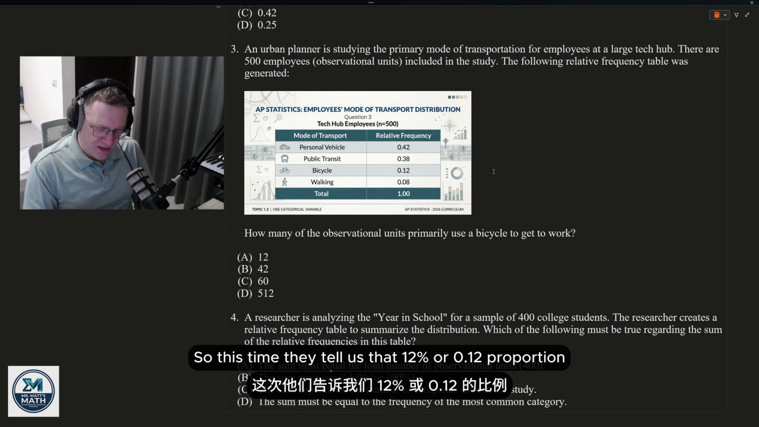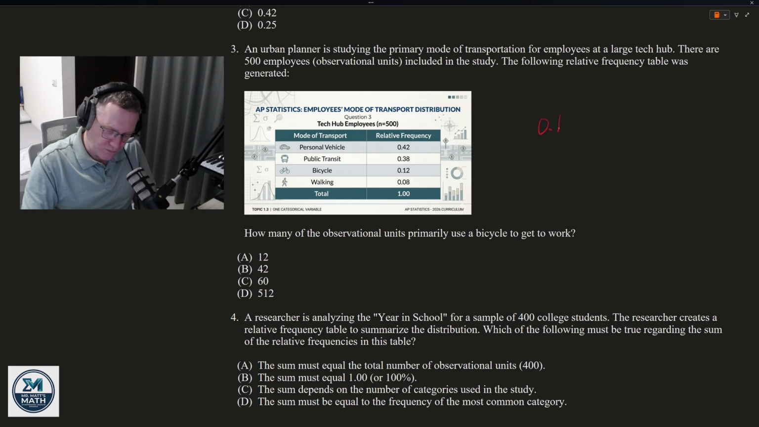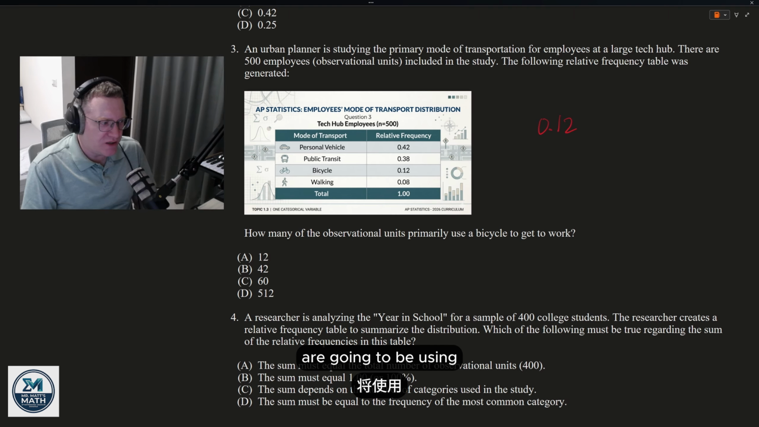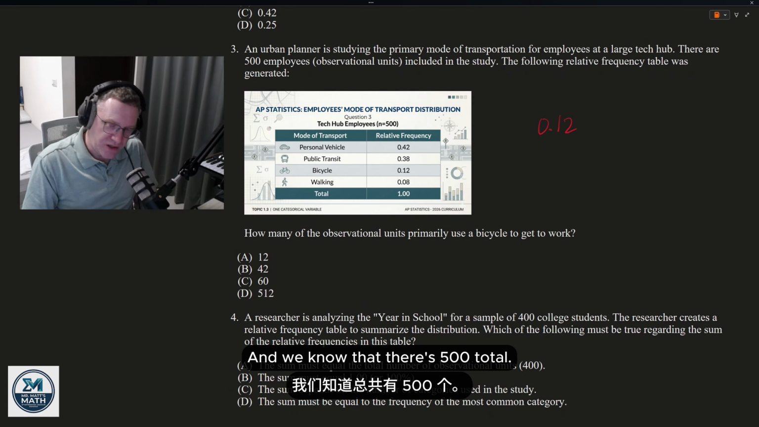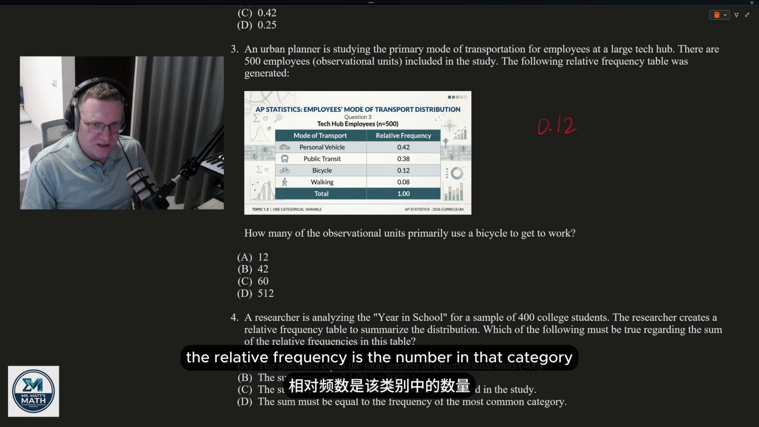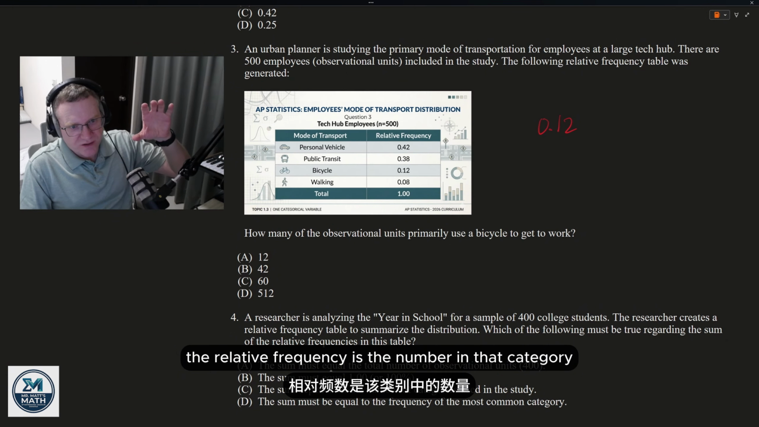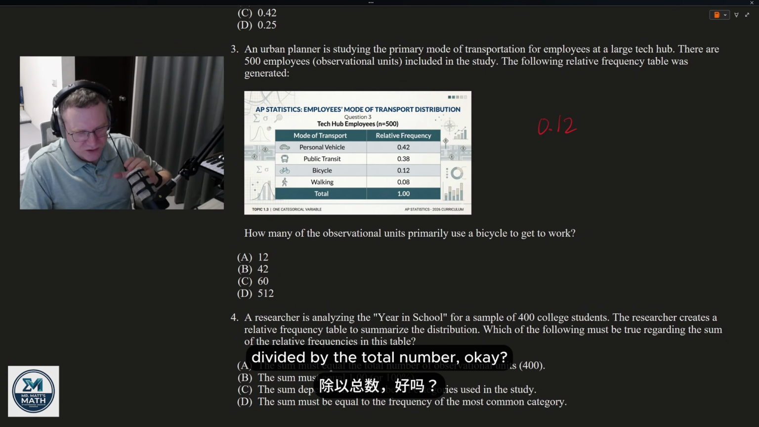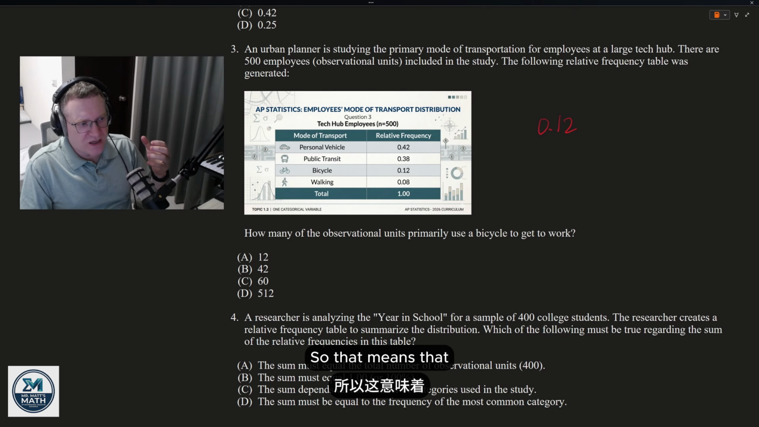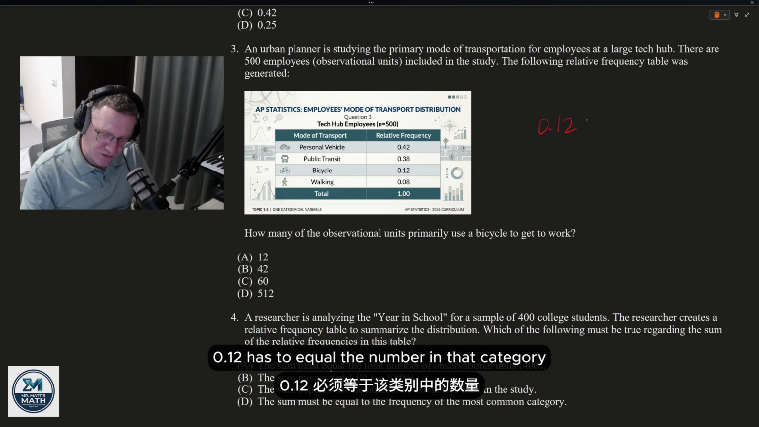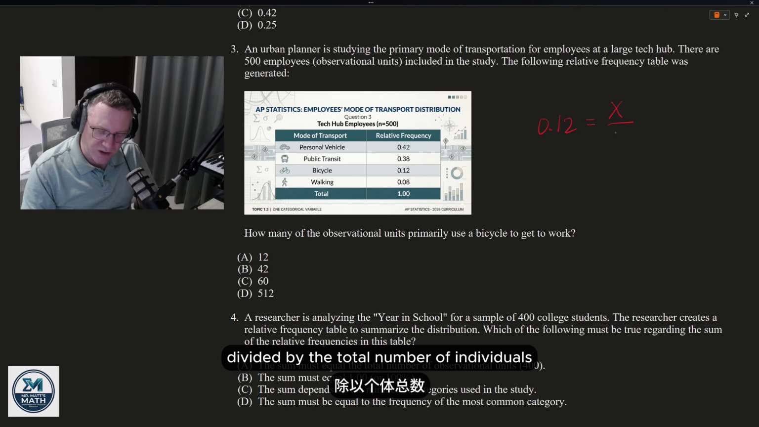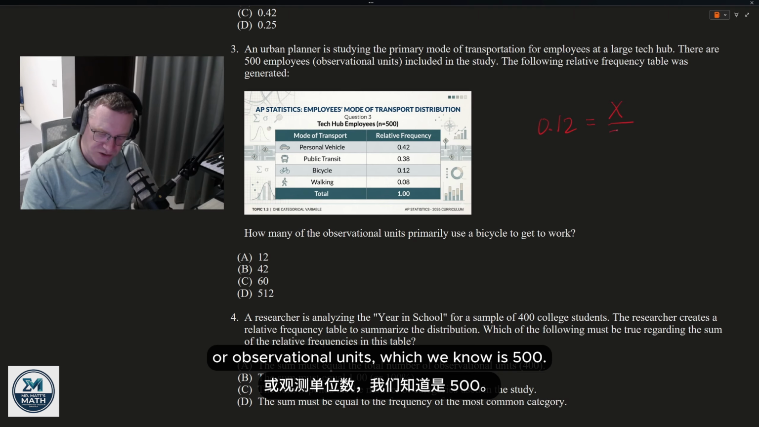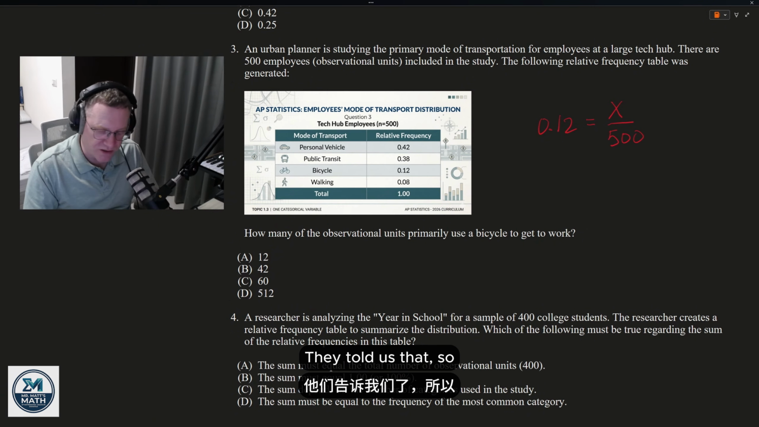All right, so this time they tell us that 12% or 0.12 proportion are going to be using a bicycle to get to work, and we know that there's 500 total. Now remember, the relative frequency is the number in that category divided by the total number. Okay, so that means that 0.12 has to equal the number in that category divided by the total number of individuals or observational units, which we know is 500. They told us that.